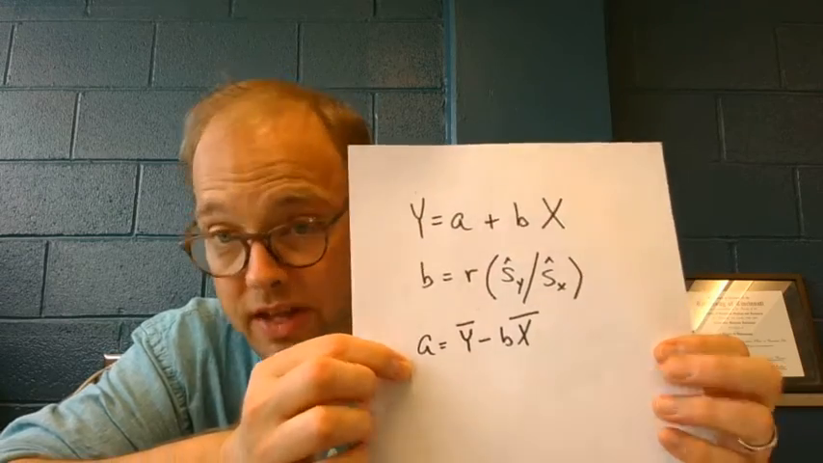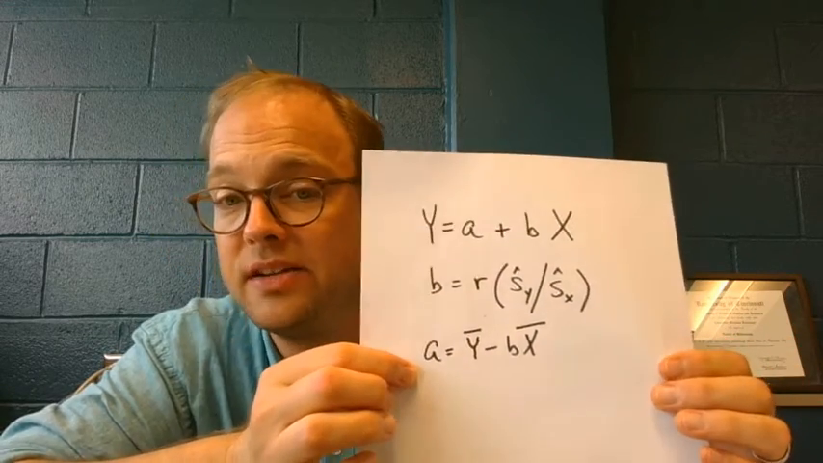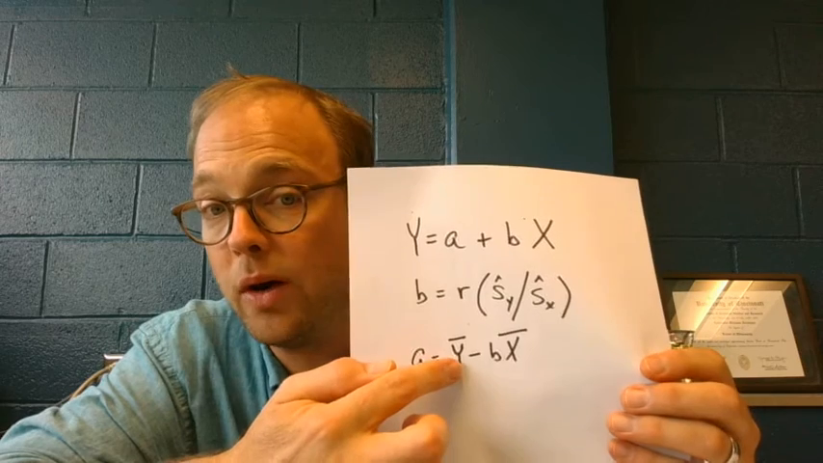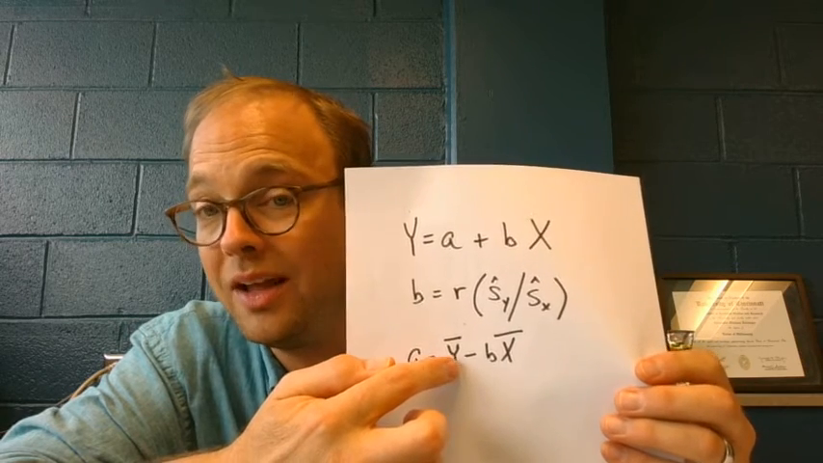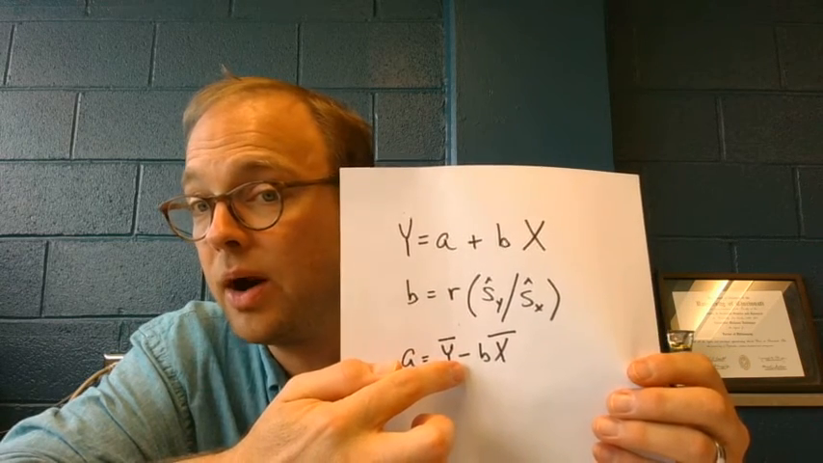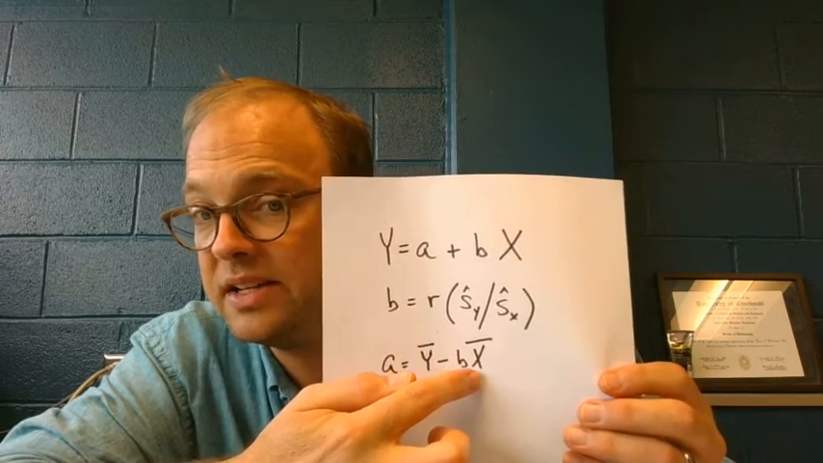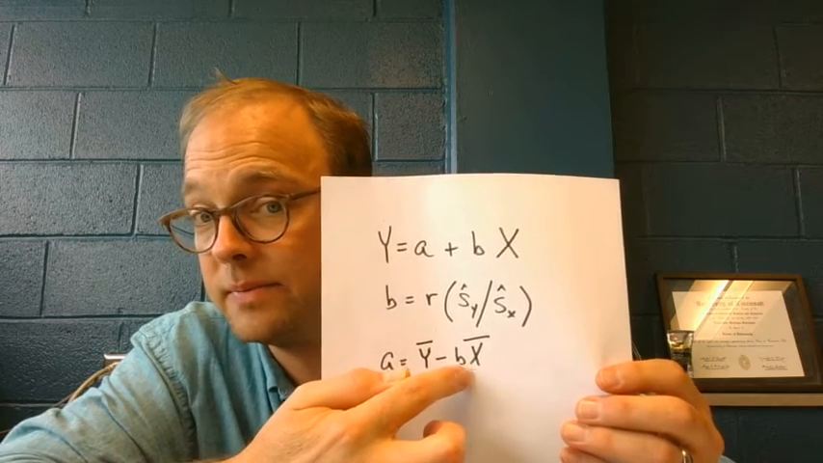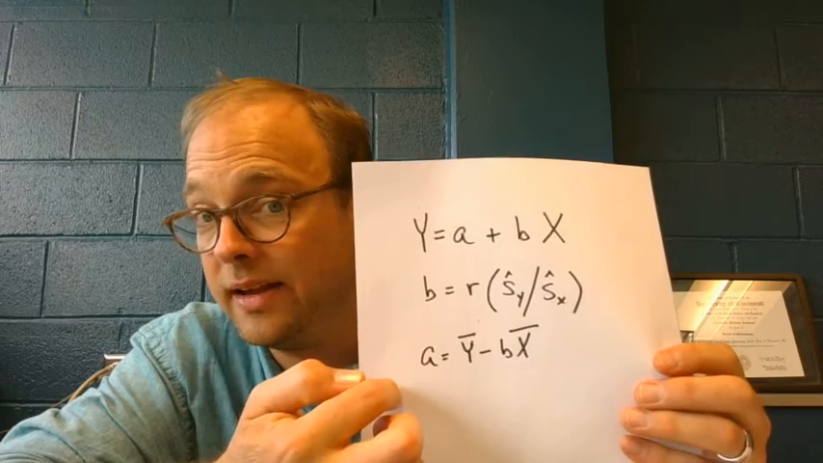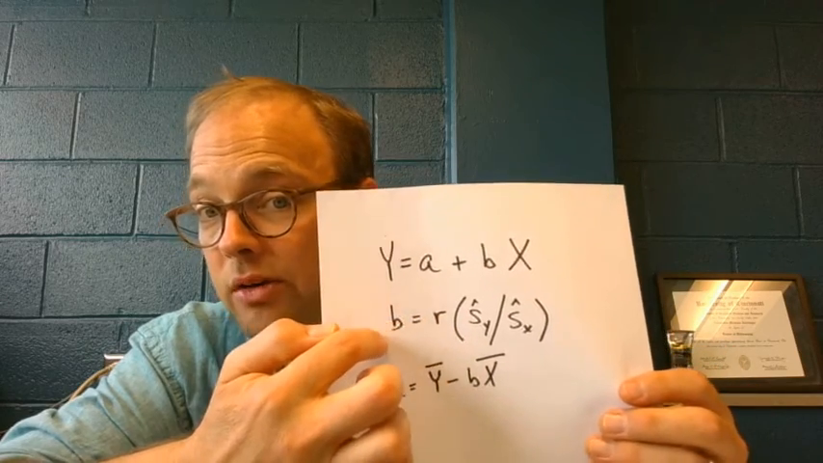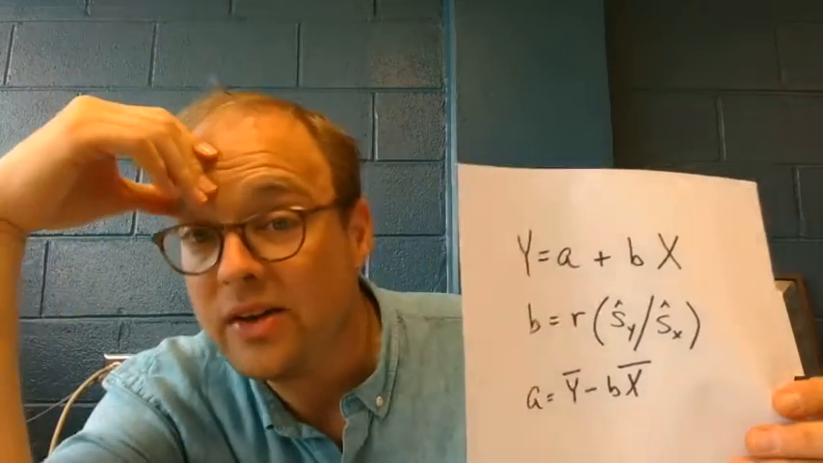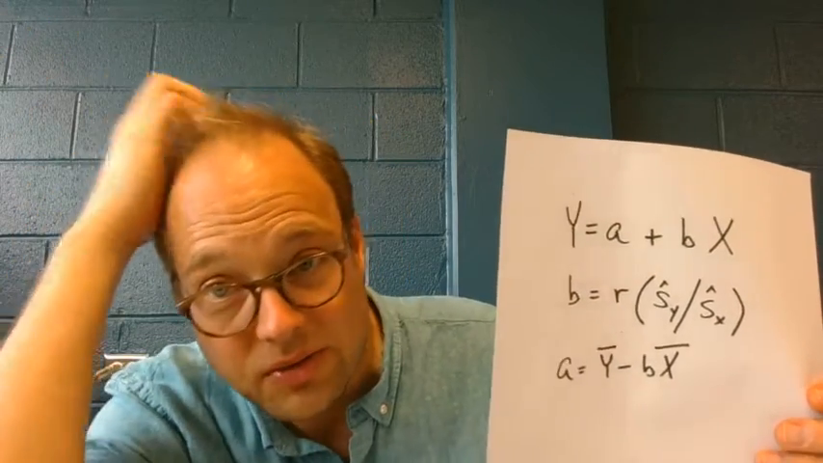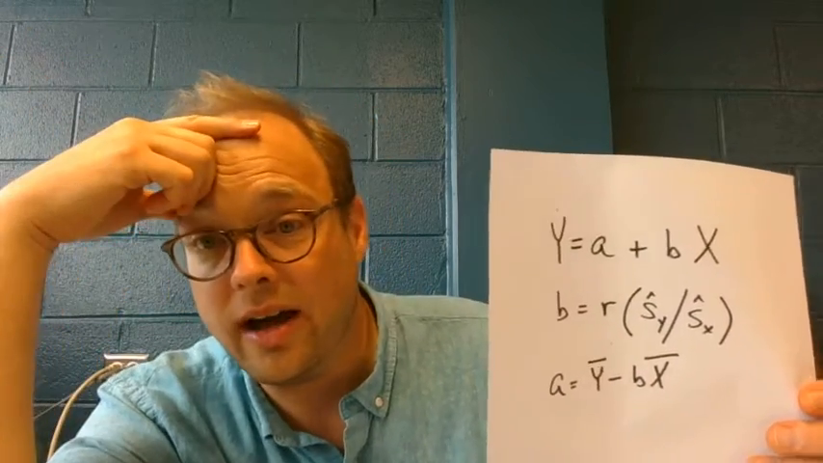A is, again, the constant, and to find the constant, you would take your mean for your y variable and subtract the product of b times the mean of x, right? So you need b in order to find a, and you need r in order to find b, and you need standard deviations and means to find r. So it all works together.